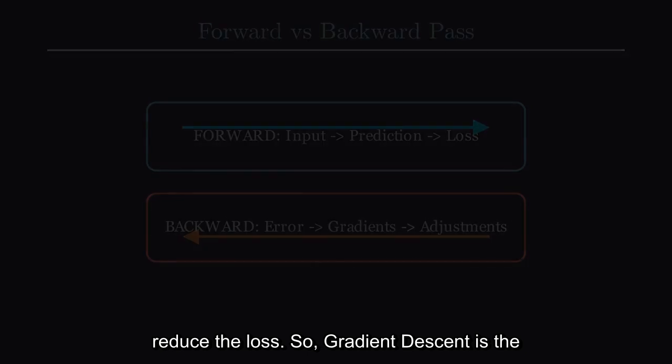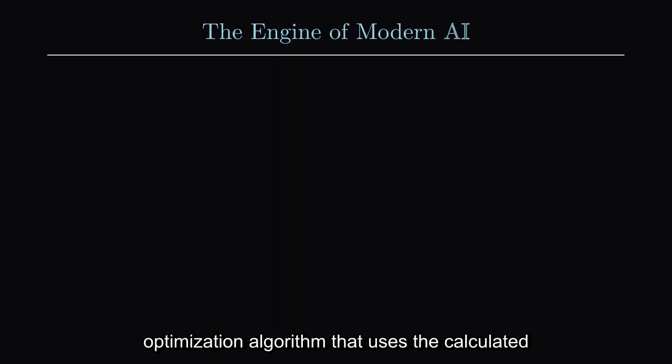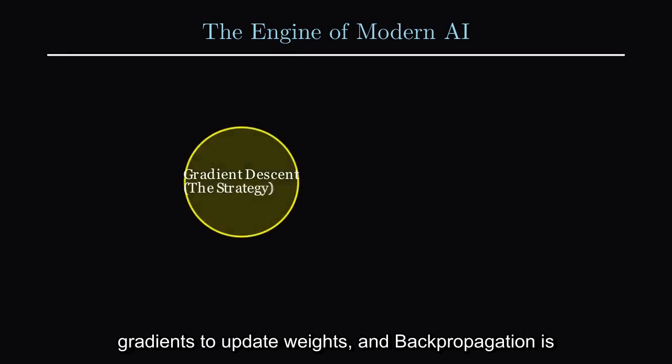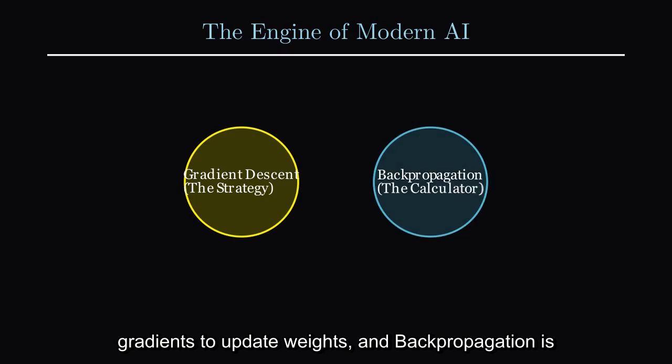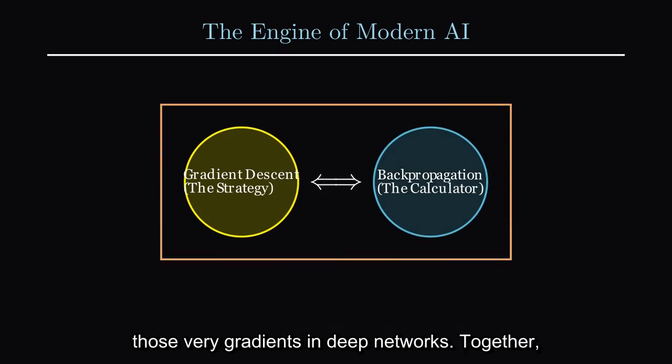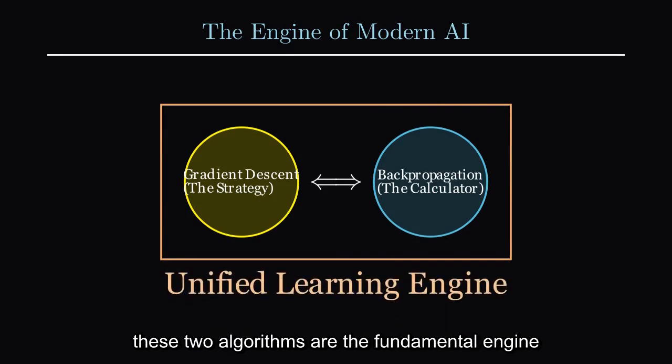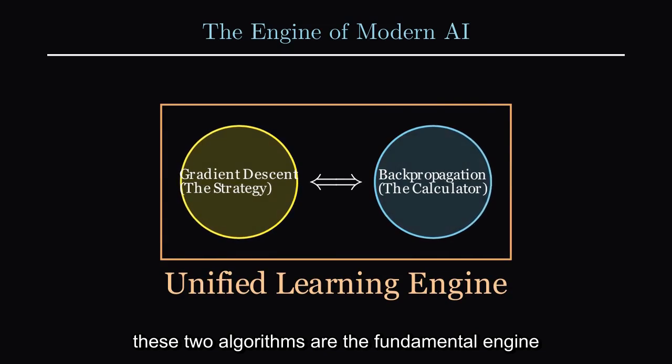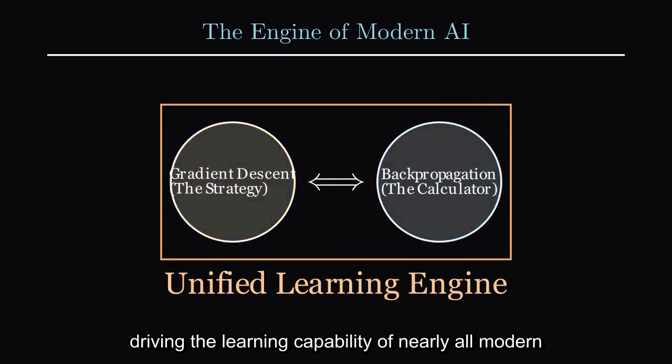So, gradient descent is the optimization algorithm that uses the calculated gradients to update weights, and backpropagation is the incredibly efficient method for calculating those very gradients in deep networks. Together, these two algorithms are the fundamental engine driving the learning capability of nearly all modern AI.